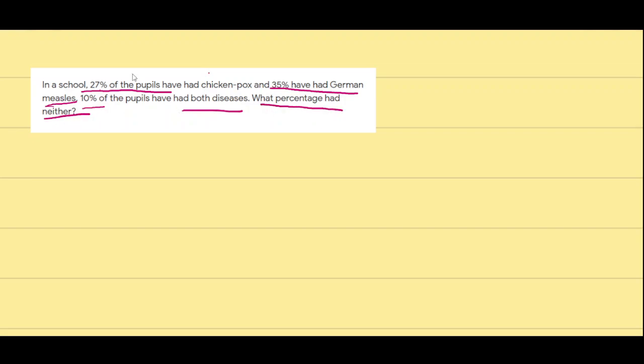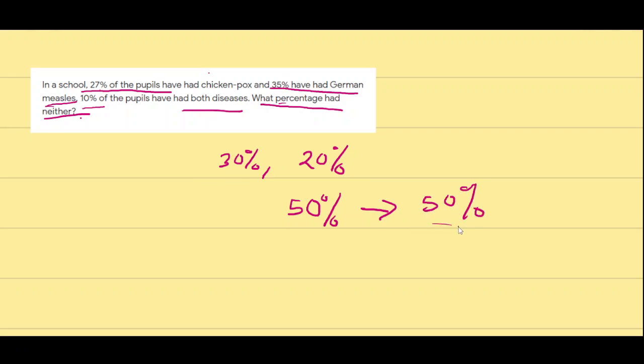And now this is quite interesting. Let me tell you, if you are not careful, you may fail this. Here's how you may fail this problem. What percentage had neither? I think we have to find the percentage of those who have diseases. So let's say, for example, if 30% have a disease and then an extra 20% have a disease, that means 50% when we add them have the disease. Then that means 50% does not have it.